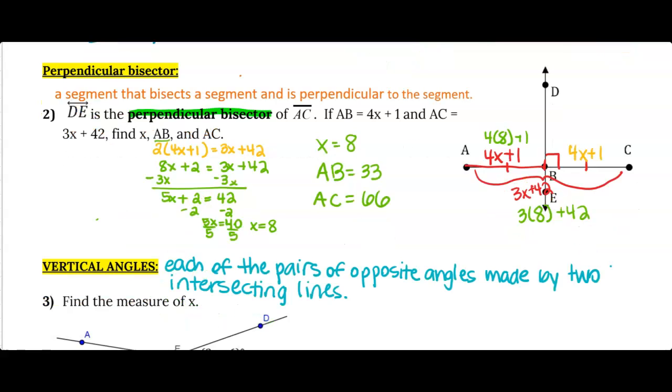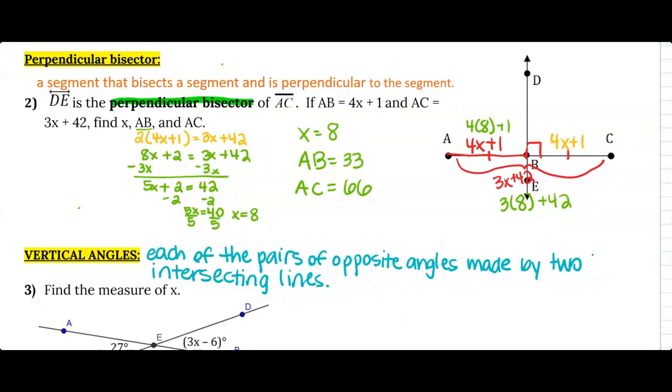Vertical angles are each of the pairs of opposite angles made by two intersecting lines. So it's going to look something like you're going to have two intersecting lines, and the vertical angles will be the ones that are across from each other. So my two orange ones here are vertical, and the two blue ones are vertical. So both pairs are vertical to each other, but not to the other pair, like the blue to the blue, the orange to the orange. One thing to note is that vertical angles are congruent.